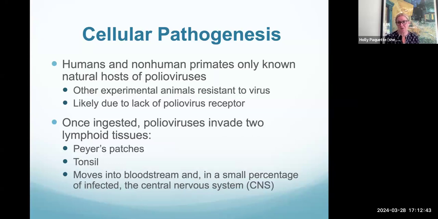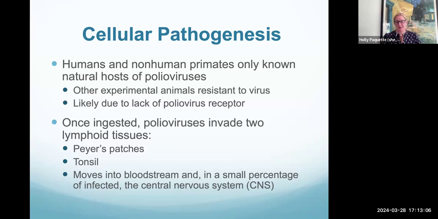So humans and non-human primates are the only known natural host of it. It's likely because other organisms don't have a receptor that's specific for poliovirus. And we've tested it on many experimental animals, trying to see if we can have an animal model, and they're all resistant to the virus. So this is something that we see specifically for humans and non-human primates.